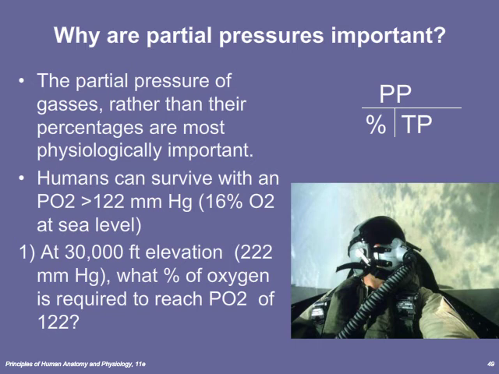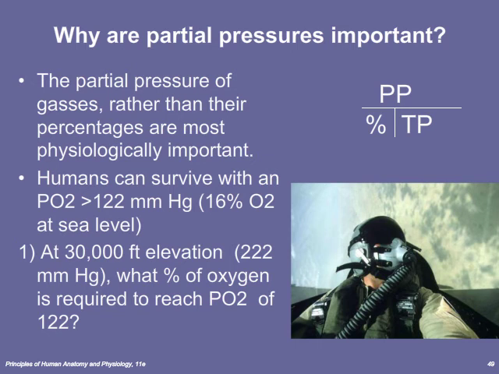So let's do a math problem. Imagine that you are at 30,000 feet, which is equivalent to 222 millimeters of mercury of atmospheric pressure. What percentage of oxygen is required to reach a PO2 of 122? And 122 in this case is something that is the minimum necessary to keep you alive.